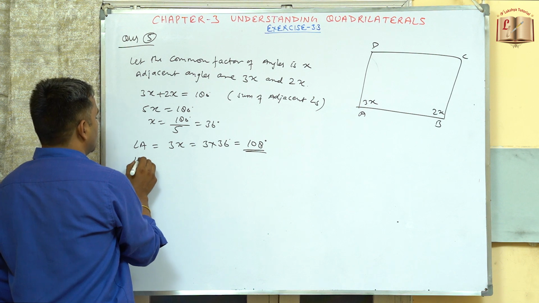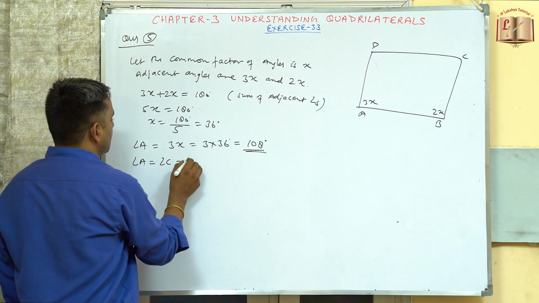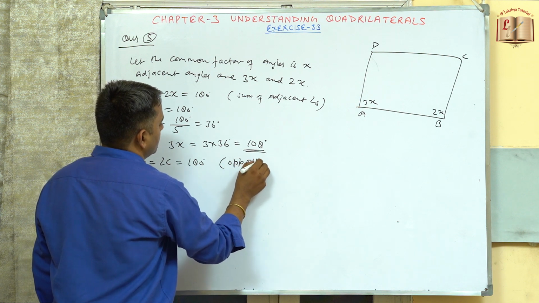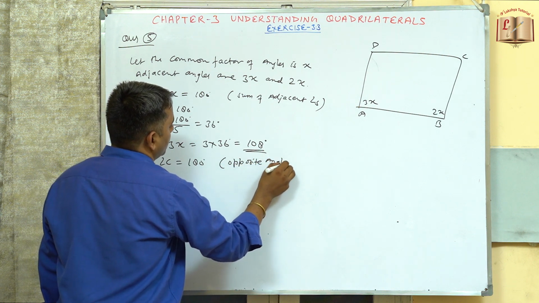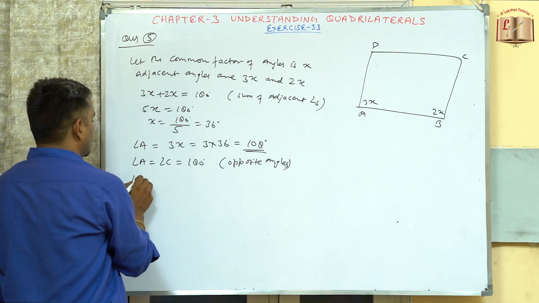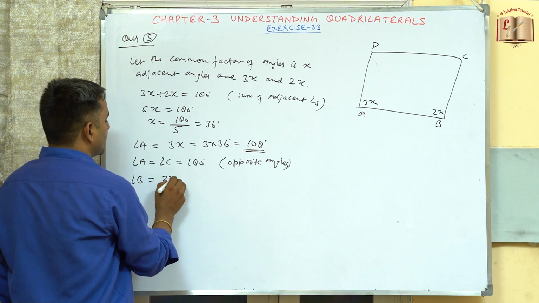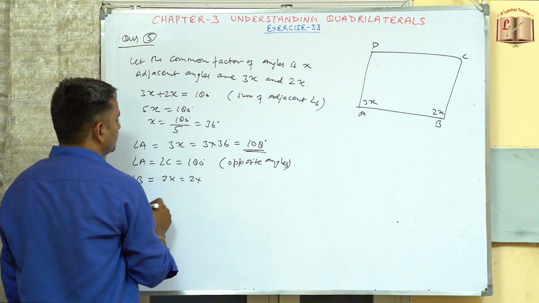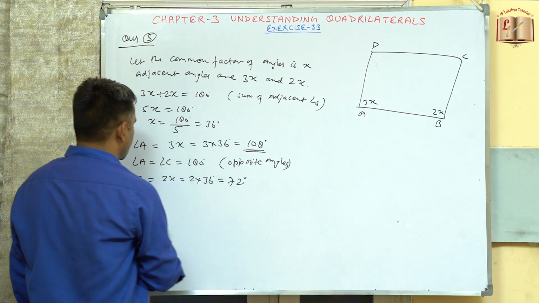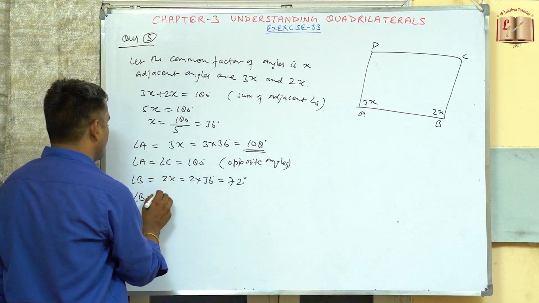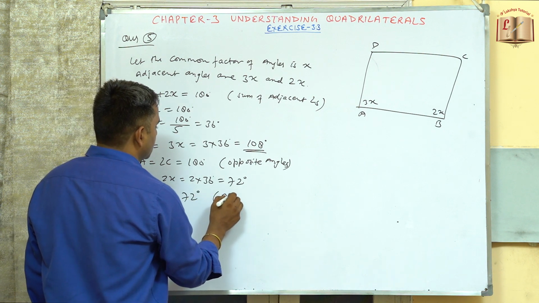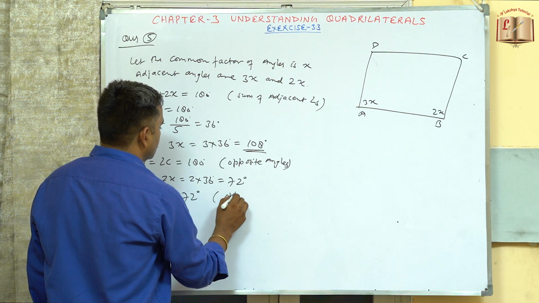Now similarly angle A is equal to angle C equals 108 degree, because they are opposite angles and we know opposite angles are equal. Now coming to the angle B. So angle B is 2x. So this is 2 into 36. So this is 72 degree. Similarly we got angle B will be equal to angle D equals 72 degree. They are the opposite angles.